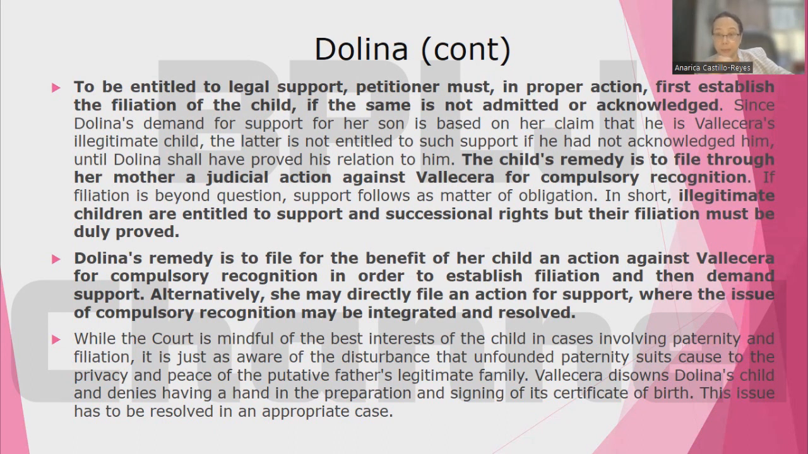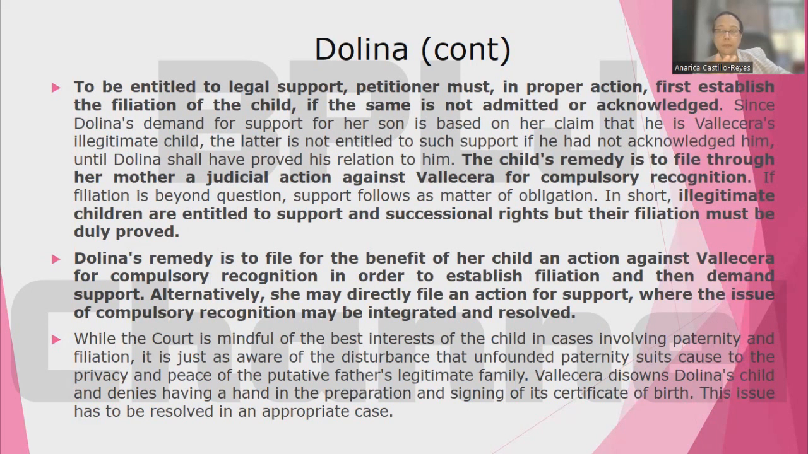If the same is not admitted, the child's remedy is to file through her mother a judicial action for compulsory recognition. Illegitimate children are entitled to support, but their filiation must be duly proved. Dolina's remedy is to file for the benefit of her child an action against Ballesera for compulsory recognition in order to establish filiation and then demand support. Alternatively, she may directly file an action for support where the issue of compulsory recognition may be integrated and resolved.